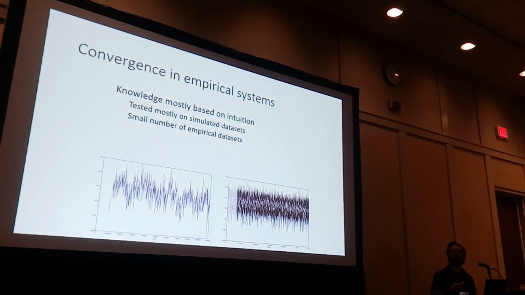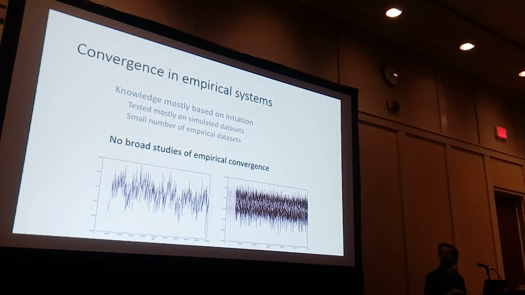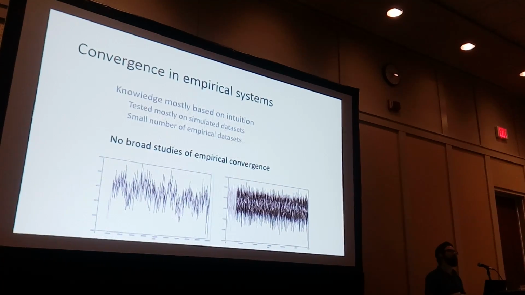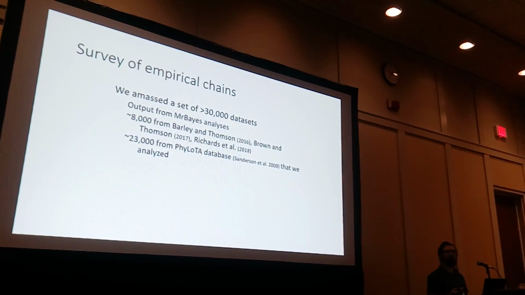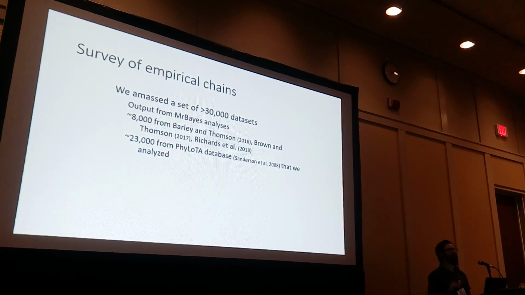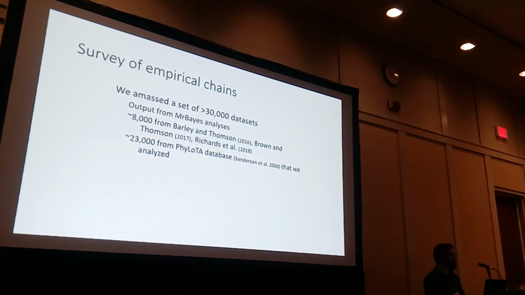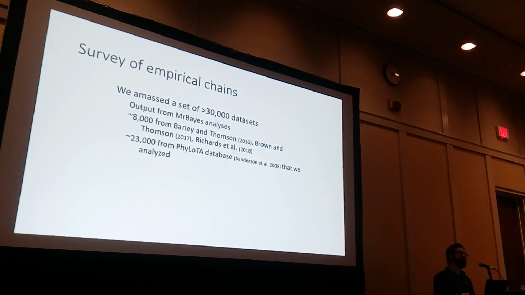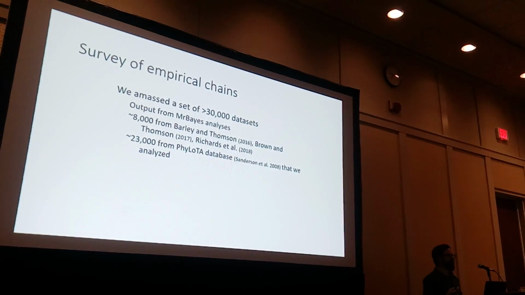We do have some studies that have been based on simulated data sets or small numbers of empirical data sets. There are still really no broad studies on empirical convergence across a large set of empirical data sets. So what we set out to do was take some steps towards getting this kind of study. We performed a survey of empirical chains. We generated a data set of more than 30,000 outputs from MrBayes analyses. About 8,000 of these came from some recent papers in the Thompson lab, and another 23,000 or so we generated from data sets from the phylogenetic database, and then ran those through MrBayes.